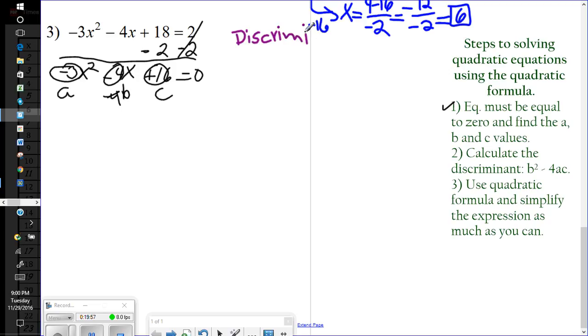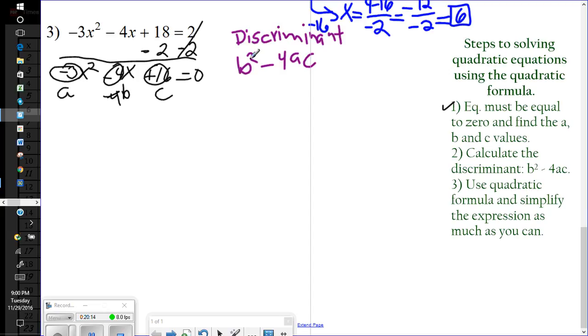So to calculate, I need the formula, plug in the values, and then simplify it. The discriminant is b squared minus 4ac. Find the values, plug them in, and then do the math.